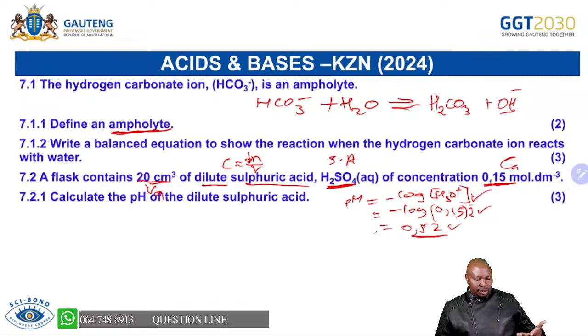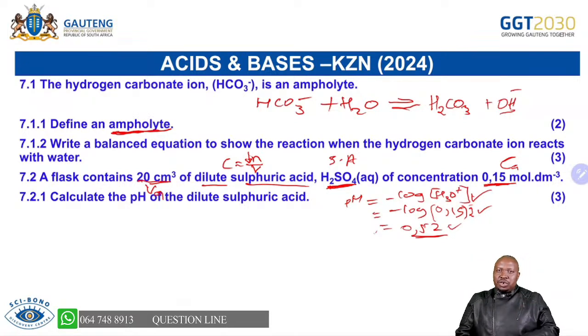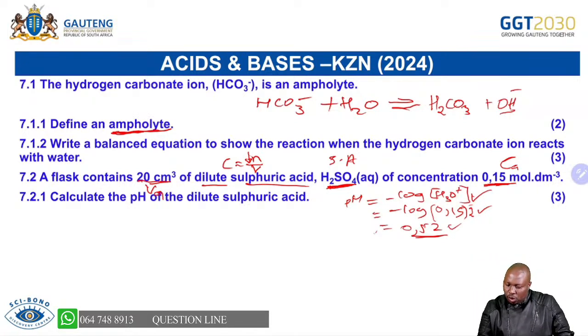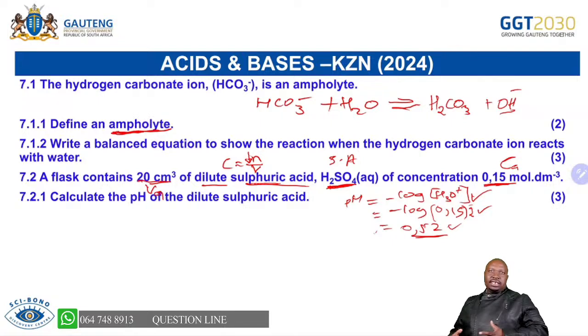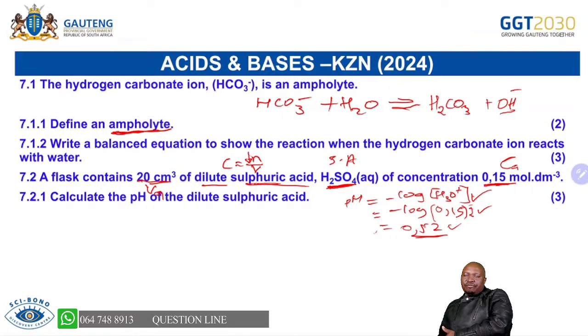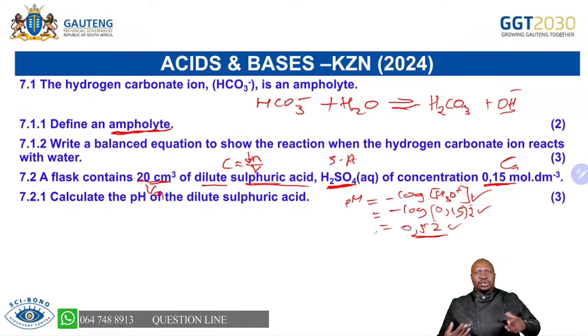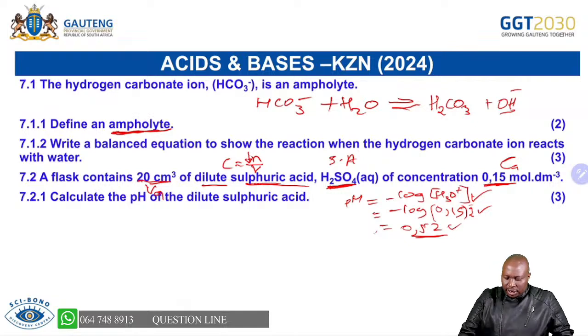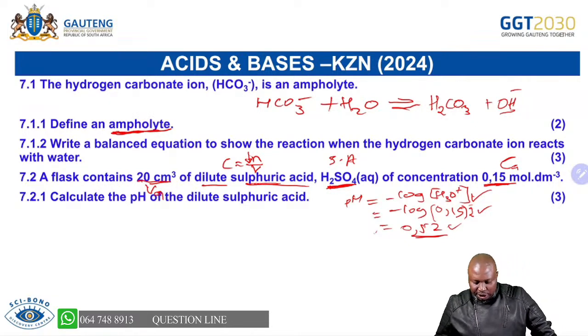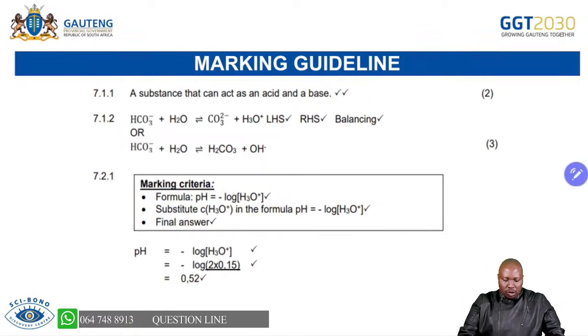I hope you got it and you're able to see that. Why do we use this route? Because we're given the concentration and they say calculate the pH of the dilute sulfuric acid. But if they say of the final, it means there is something that must happen first before you use the pH formula. In this case, immediately they gave you the concentration, you can go straight to the calculation. So let's differentiate: when do we have to do calculations first before we calculate the pH? In this case, it's straightforward. You can just write the formula, substitute, and after substituting, you are able to write the final answer.